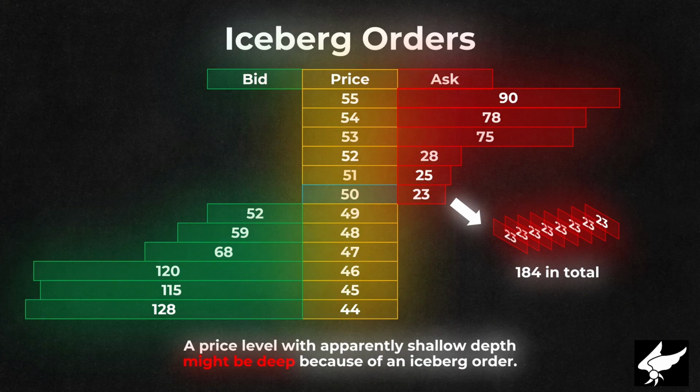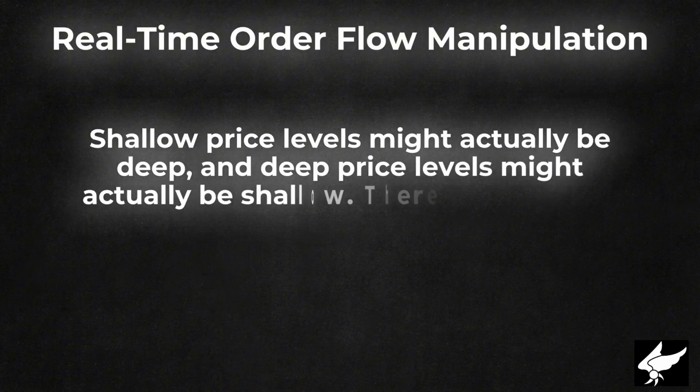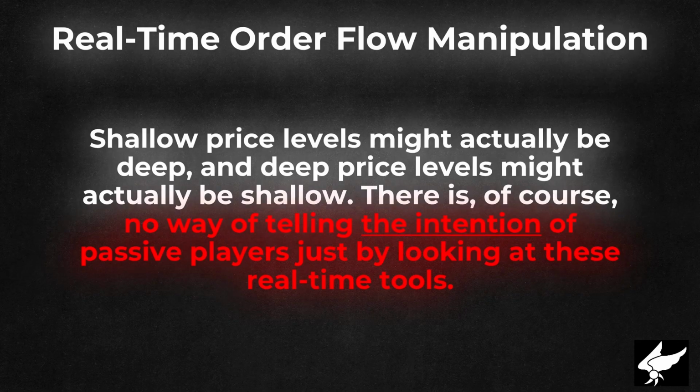There are other types of manipulation maneuvers like painted tape and layering, but the understanding of spoofing and iceberg orders is enough to understand the misleading nature of real-time order flow analysis. In conclusion, when observing the order book or the DOM, shallow price levels might actually be deep, and deep price levels might actually be shallow.